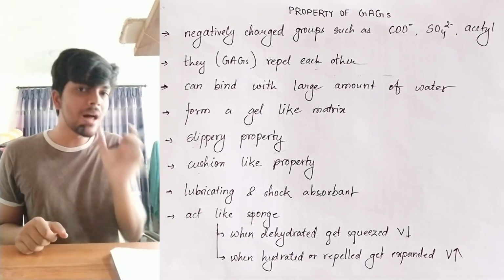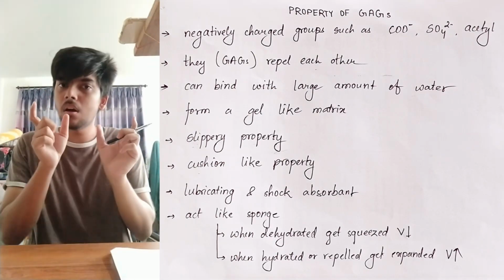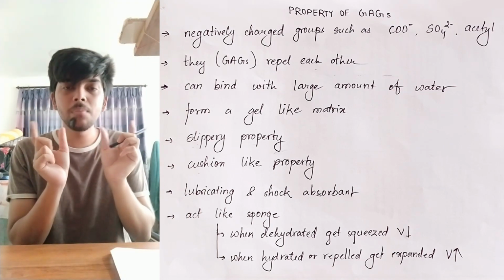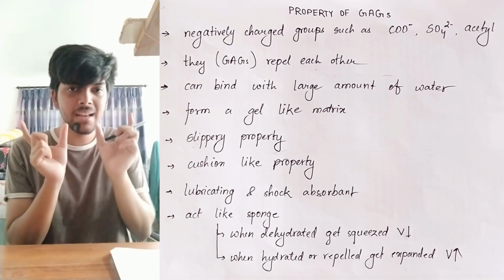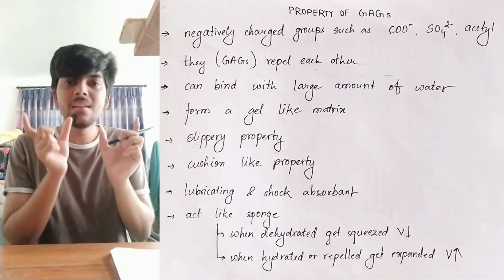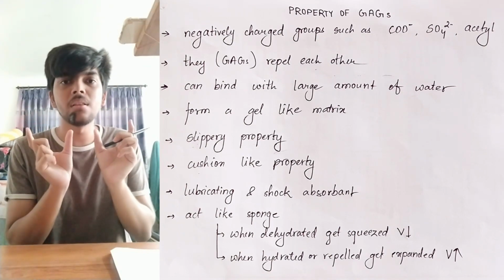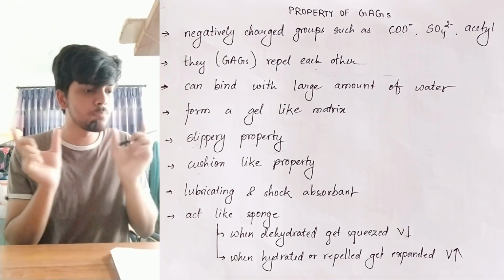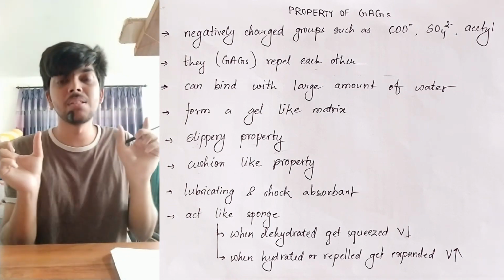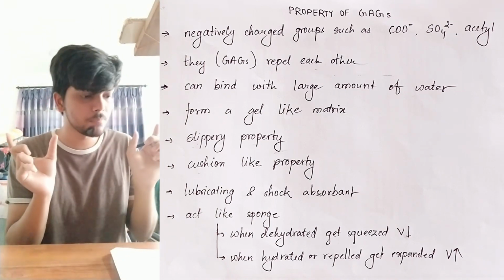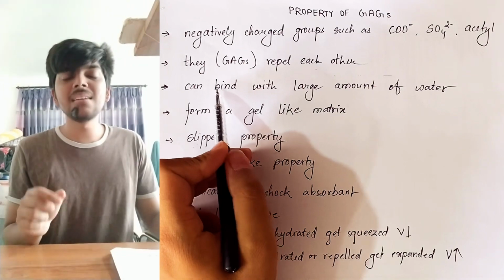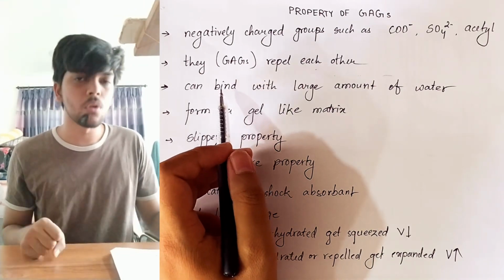So there's one molecule of GAG and here's another molecule of GAG. Both of them contain negative charge. The negative charge of one GAG repels the negative charge of another GAG. So they have this property of being able to repel each other due to the presence of negative charge. Another property: GAGs can bind with a large amount of water.